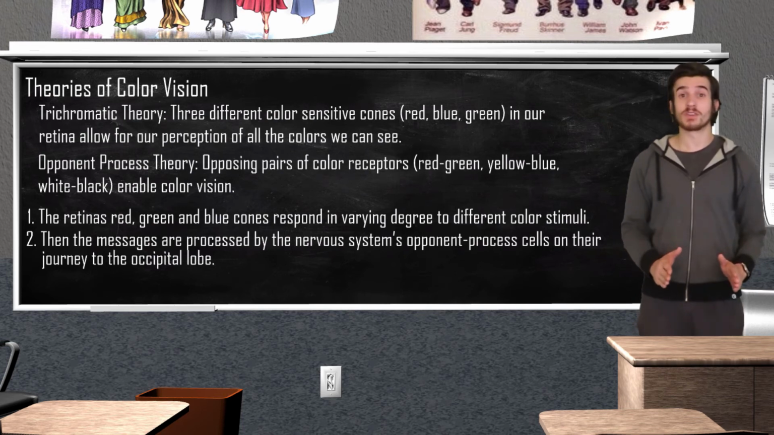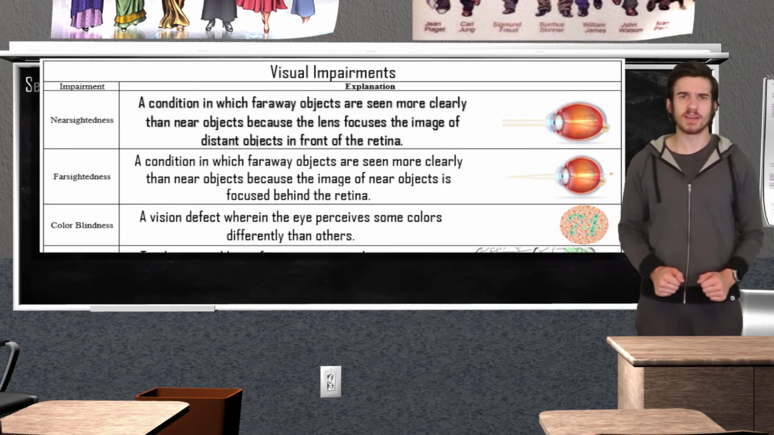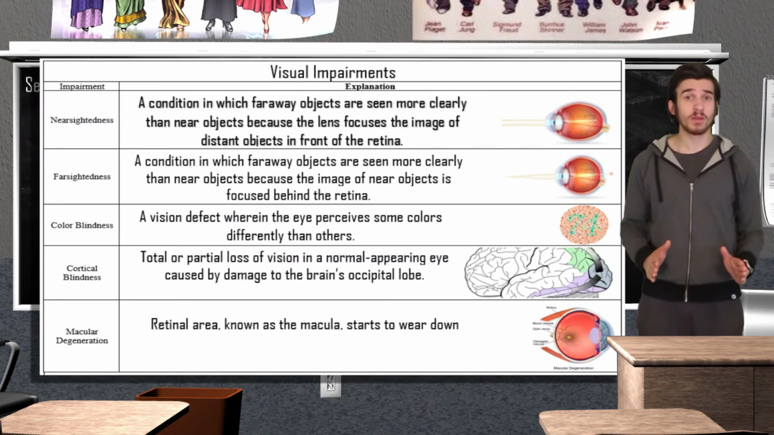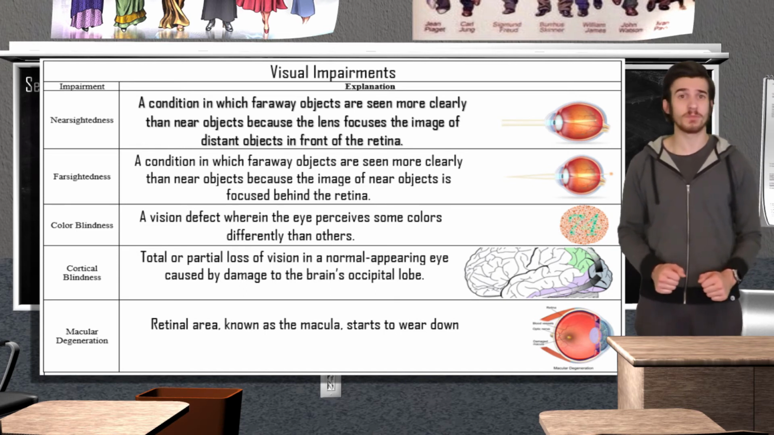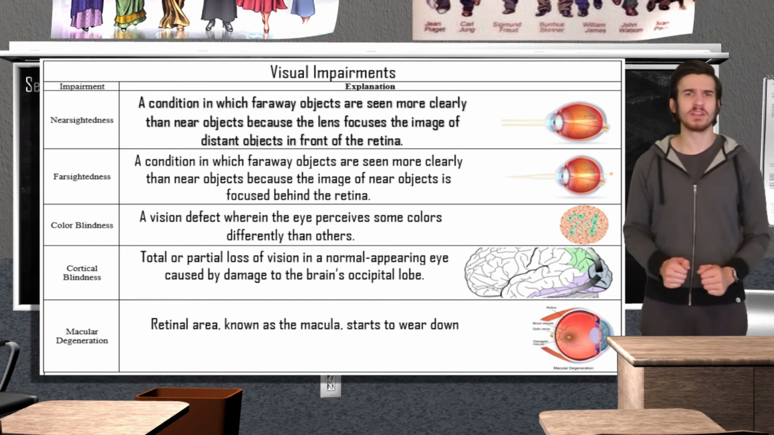Our last topic of discussion is going to be sensory disorders involving vision. We will start off by talking about nearsightedness and farsightedness. Your acuity or sharpness of vision can be greatly affected by small distortions in the shape of your eye. In a normally functioning eye, the lens focuses the image of any object perfectly on our retina. Nearsightedness occurs when a physical distortion of the eye causes the light rays from distant objects to focus in front of the retina. With nearsightedness, you're able to see near objects a lot clearer than distant ones.